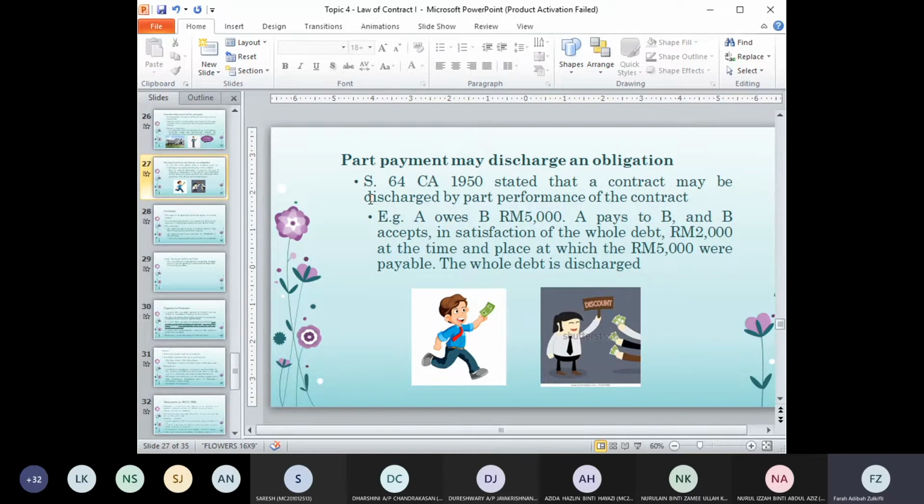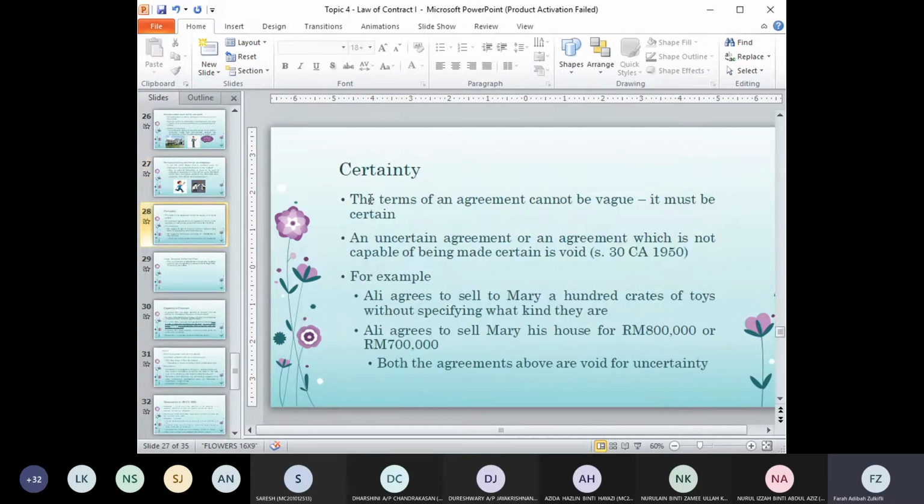For example, if you borrow 500,000 from another person and the other person says that you can discharge your obligation by paying only 200,000 to me. So once you pay the 200,000 to the other person, the obligation can be discharged even though it is not the full amount. So like this in the example of the contract itself, A owes B 5,000, A pays B, and B accepts that 2,000 is the payment for the whole debt. So once A pays 2,000 ringgit, the contract is discharged. It doesn't matter if he hasn't paid in full, as long as both parties agreed that this payment can discharge our obligation. Okay, so that is consideration.